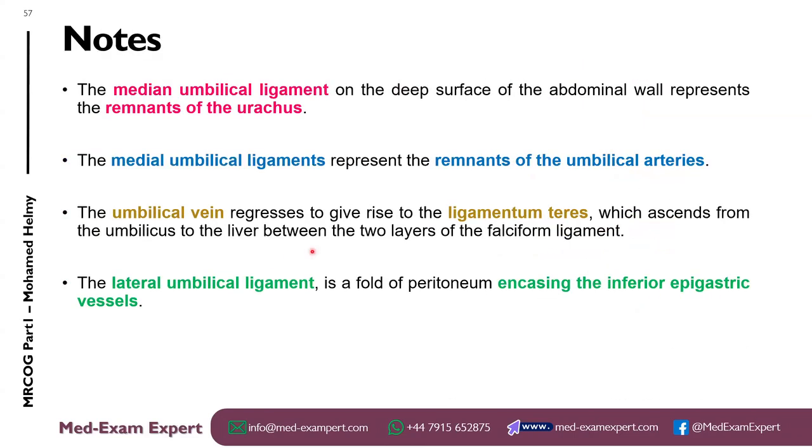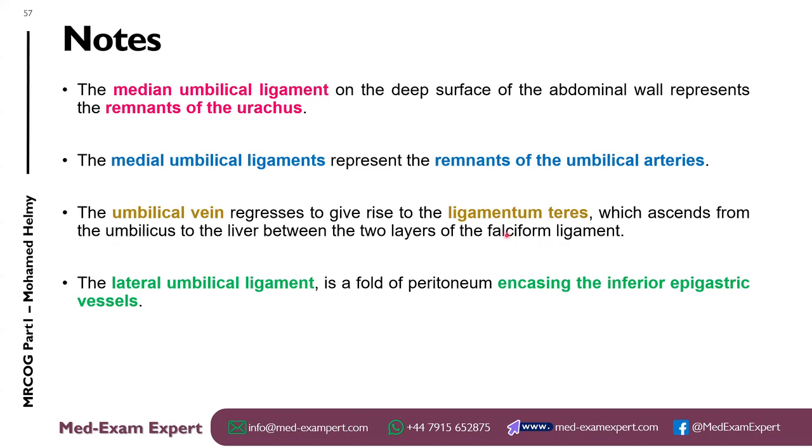These are some notes. The median umbilical ligament represents the remnant of the urachus. The medial umbilical ligament represents the remnants of the umbilical arteries, and the lateral umbilical ligament is the fold of peritoneum encasing the inferior epigastric vessels. The umbilical vein, after delivery of the baby, regresses to give rise to the ligamentum teres, which ascends from the umbilicus to the liver between the two layers of the falciform ligament of the liver.